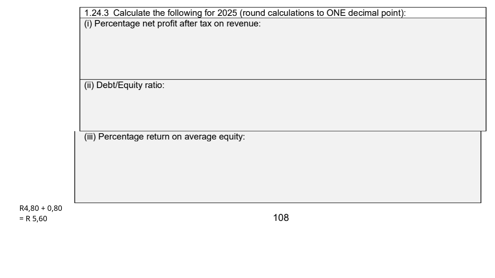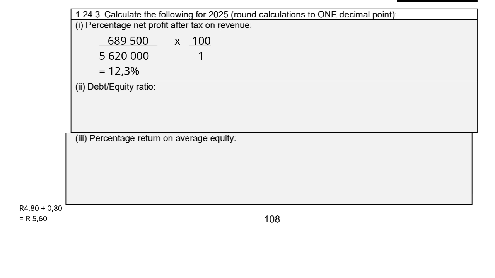1.24.3, calculate the following for 2025, round calculations to 1 decimal point. The percentage net profit after tax on revenue, so it's going to be your net profit after tax. If we go to information A, it's 689,500 Rand. Divide by your revenue of 5,620,000, and then we times 100 over 1 to get a percentage, and that gives you 12.3%.